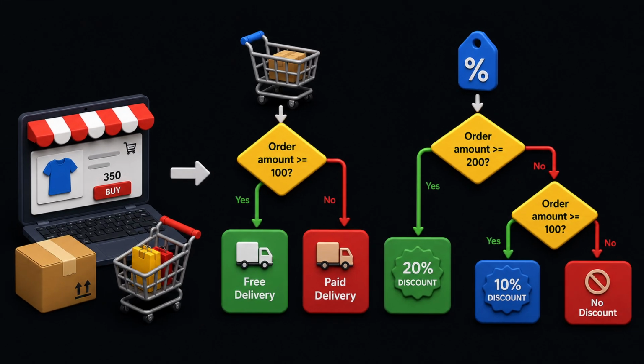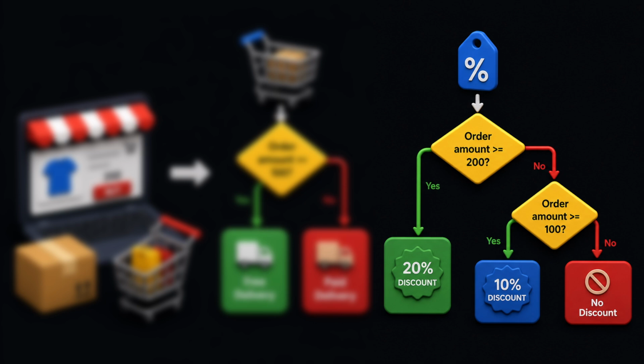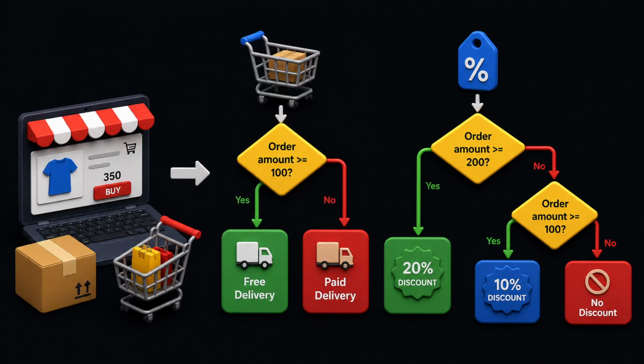Let us say that we are building a small program for an online store. The store needs to decide whether an order qualifies for free delivery. It also needs to decide which discount should be applied. We will continue with this same order example throughout most of the lesson.